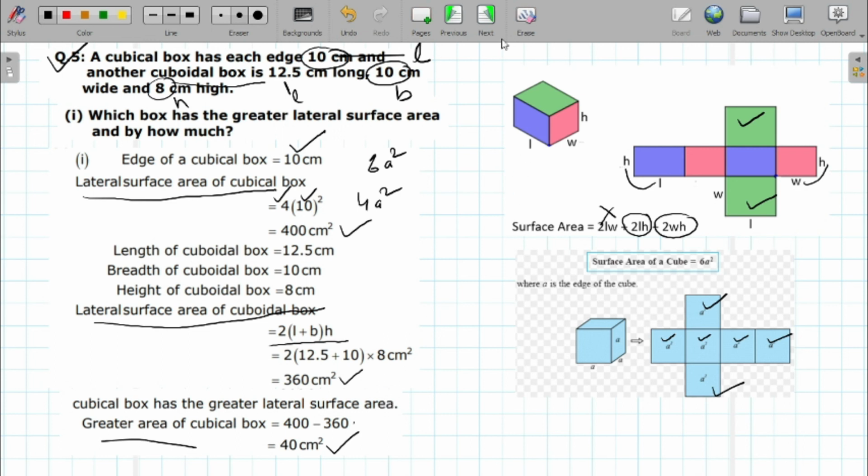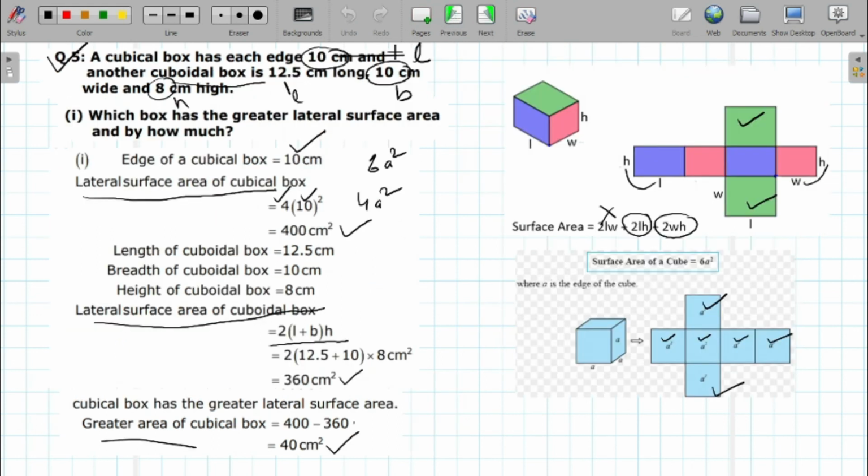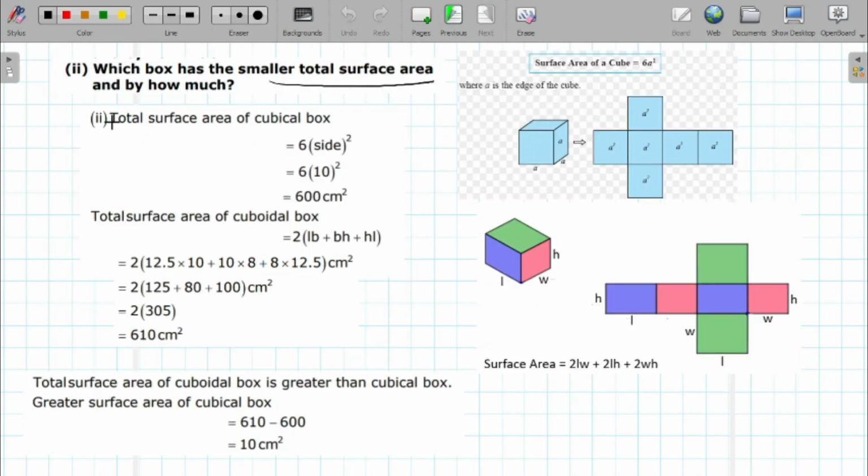Now we move to the second part. In second part, which box has smaller total surface area? In the previous one, we were talking about the lateral surface area. This is lateral surface area. We are not including top and bottom. But in second part, we are talking about the total surface area. Total surface area means we are including all. That is 6a square. In case of a cube, 1, 2, 3, 4, 5, 6.